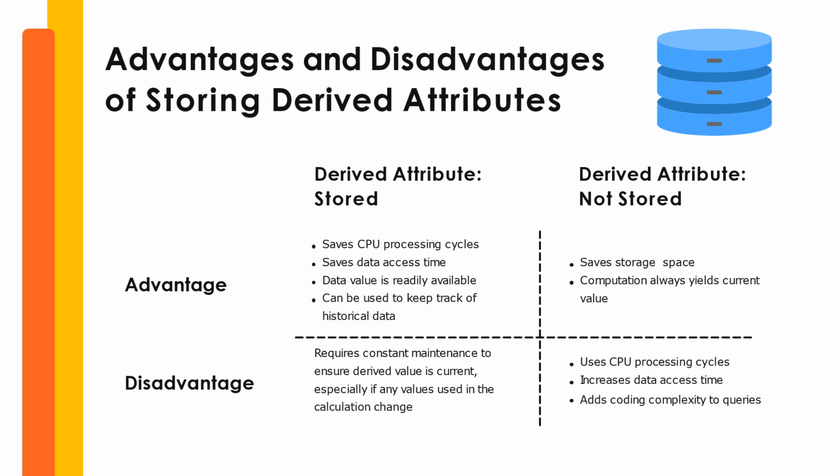For the advantage of not storing the derived attribute, well, we are going to save storage space because we are not storing the derived attribute. Also, the computation can always give us the current value. The disadvantage of not storing is it uses CPU processing cycles because you need to compute every time you would need the derived attribute. It increases the data access time as well, and it adds coding complexity to your queries.